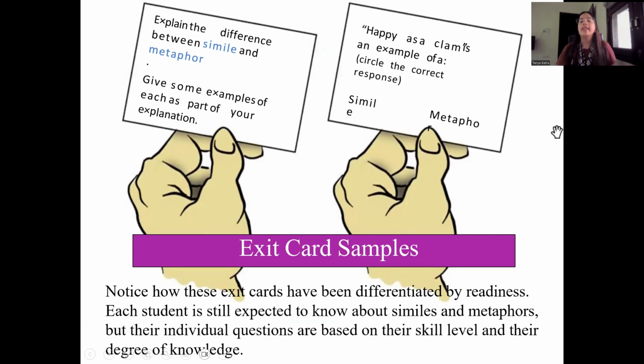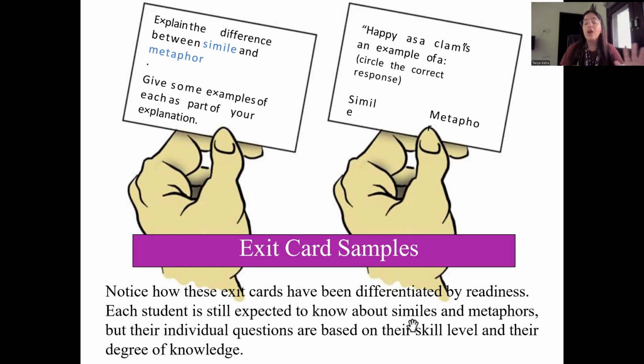Exit card samples. Explain the difference between simile and metaphor. Give some examples. And the next one: happy as a clam is an example of a simile, circle the correct response. So you can see the differences between both exit card samples. This is how you can plan your exit cards, divide them into these three categories of groups, and distribute them in your classes. The main purpose of an exit card is to understand how much the learners have understood the topic and also to cater to their readiness level, interest, and learning profile.